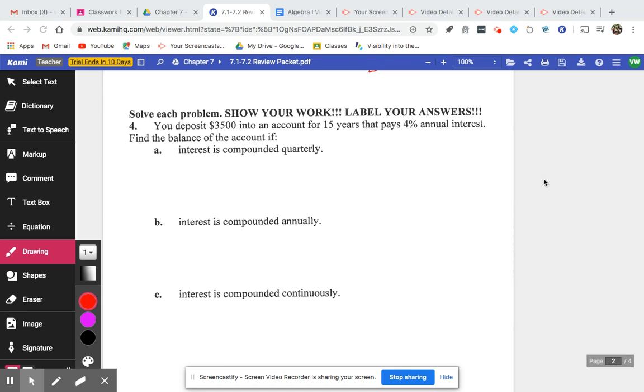All right, welcome back. We are still doing the 7172 review. We're doing number 4, 5, 6, and 7. We are going to go ahead and get started with number 4. Number 4, we deposit $3,500 into an account for 15 years that pays 4% annual interest.